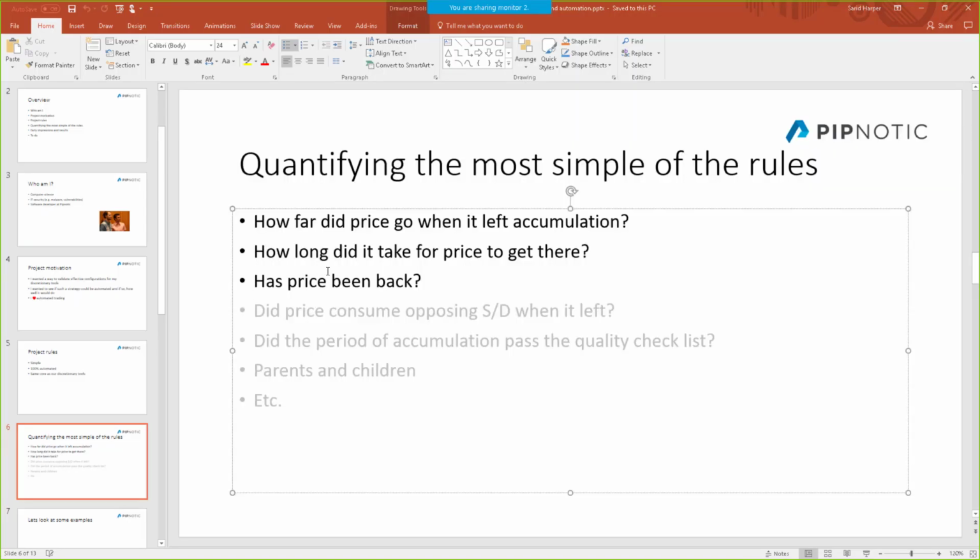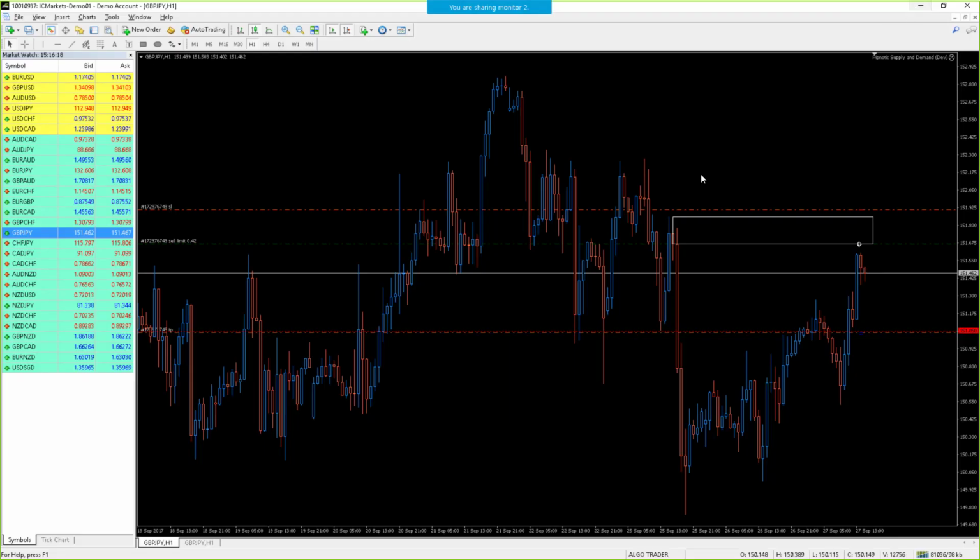Then we have the third one, which is, has price been back? And so you can see, when price comes back up to an area and tests it once and twice, each time price returns to an area, it starts consuming the liquidity available in this pocket of bearish liquidity or supply just up here. So every time price tests into the area, the likelihood of it holding on following tests goes down. And so we want to take the first time back only.